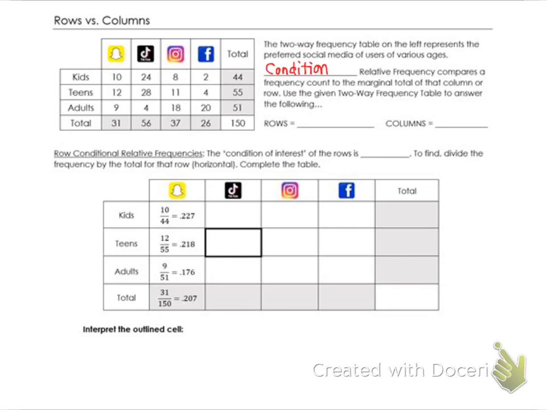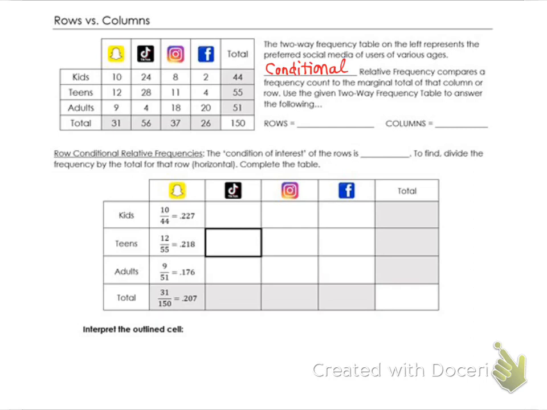Conditional relative frequencies. It compares your frequency count to the marginal total. So basically, instead of it being out of the total number of students that were surveyed, you're only comparing it to the total in that row or column.